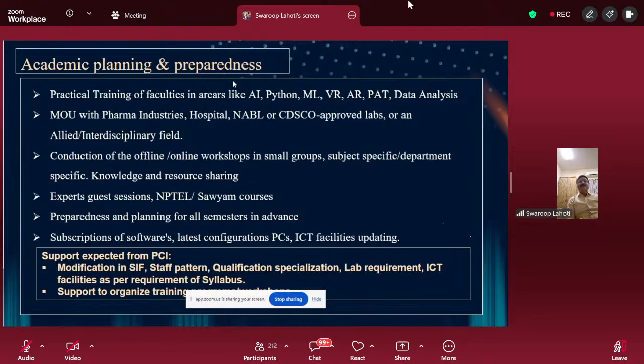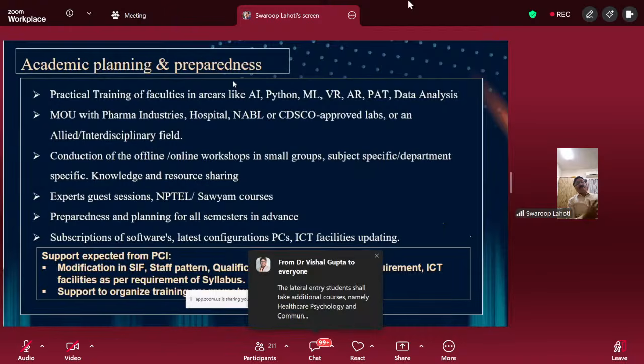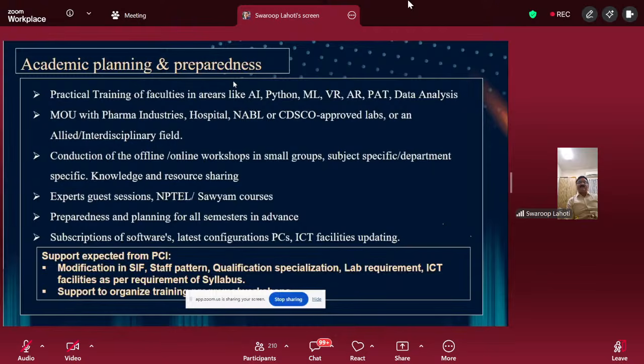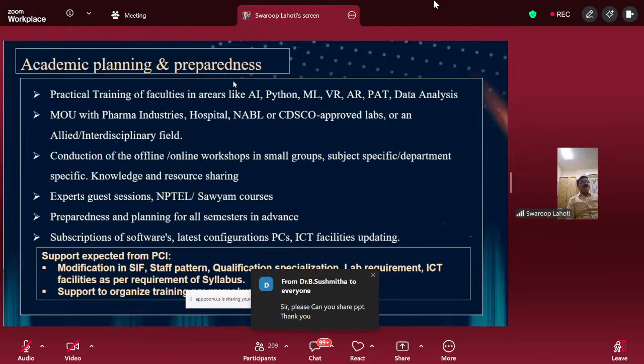It is the need of the time that we start our preparedness right from first year to final year itself, because the syllabus is there and everything is ready. Maybe we face difficulties in first year, but when second, third and final year come, we will already be prepared for all the tasks and subjects. If we start preparation from the first year, then software subscriptions if needed, latest PC configurations, and ICT facilities updation, already covered by Gupta sir, can be arranged.